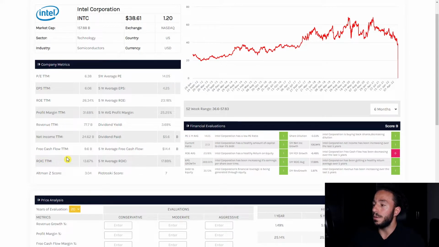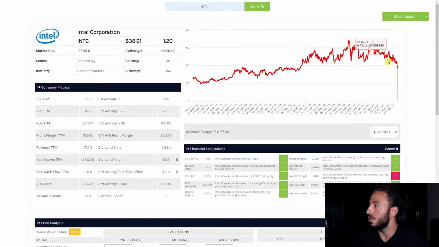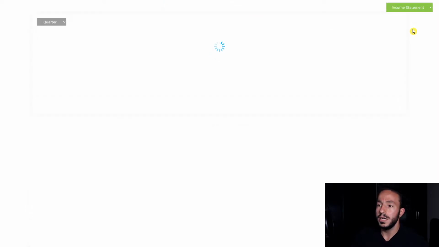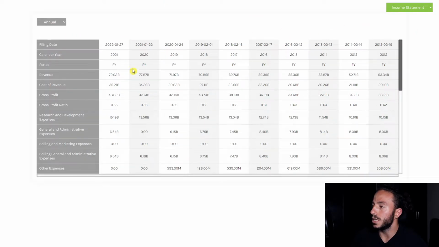The reason why I like this company is that they have strong free cash flow growth. They have strong revenue growth. And we'll go up into the income statements here, guys. Take a look at this. Boom, pull that up. But take a look at this, guys. Revenue growth. Look at these numbers, folks. Just straight up increasing over time.